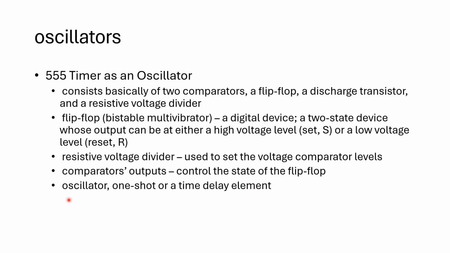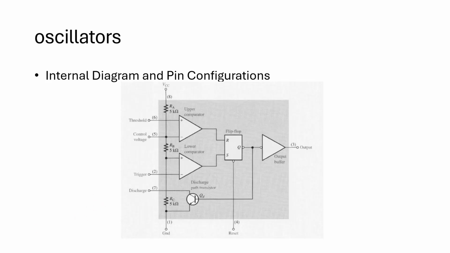So it can act as an oscillator, one shot, or monostable, or a time delay element. So it can also be a timer. That is how versatile your 555 timer is. So this is the internal diagram and pin configurations for your 555 timer.